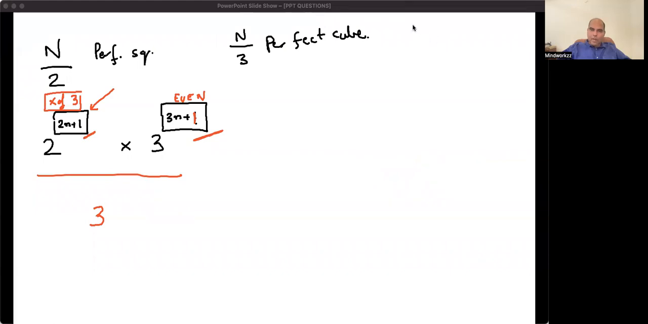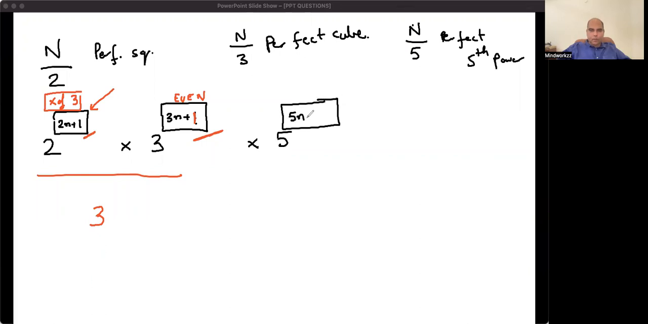And the same thing is applied one more time when I'm told in this question that n divided by 5 gives me a perfect fifth power. So it tells me two things: that there has to be a 5 component with a power 5n plus 1. Right? And based on the first two conditions, this power also has to be a multiple of 2, and this power also has to be a multiple of 3.